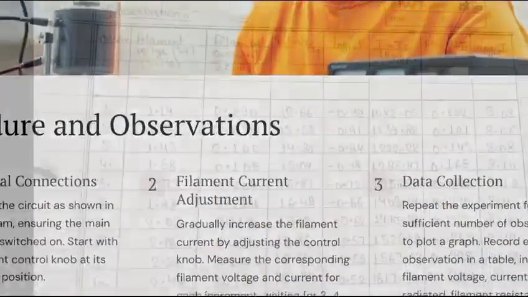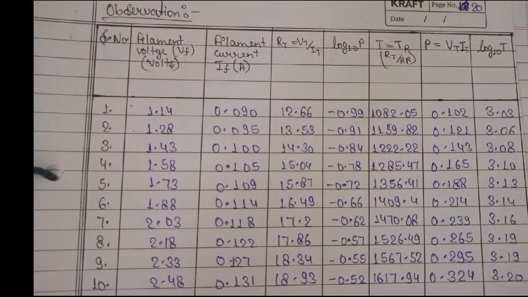And measure the corresponding filament current If in the ammeter after steady state is reached. For steady state, wait for 3 to 4 minutes before recording the observation after adjusting the filament voltage. Repeat the experiment for a sufficient number of sets of observations so that a graph can be plotted. Now record each observation in the table.